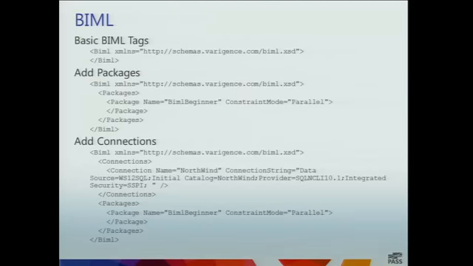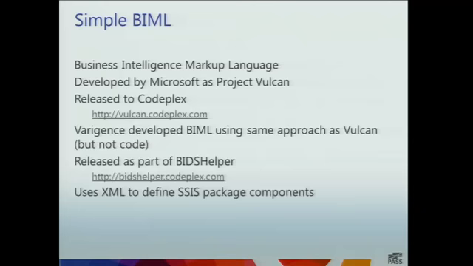So this is basically what BIML looks like. Again, it looks like XML. Can everybody see the BIML on here? We have just the basic. When you open up a BIML file, you get a tag that says BIML, and then an attribute called the XML namespace with a reference back to the Varigence site. We can add packages. So we add a packages tag.